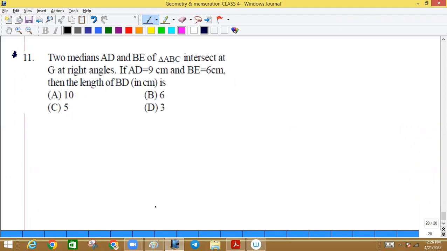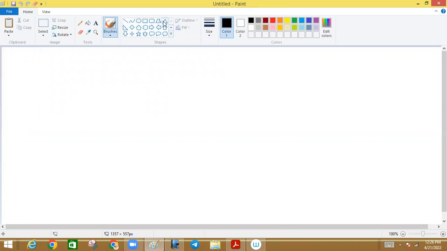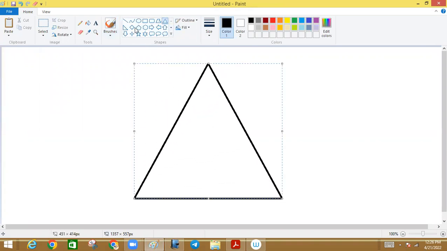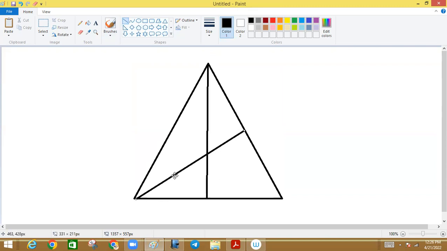Two medians AD and BE of the triangle ABC intersect at G at right angles. So medians intersect at right angles. If AD is equal to 9 centimeters and BE is equal to 6 centimeters, then find the length of BD. So the two medians are AD and BE. Let me draw two medians and the triangle. They intersect at right angles. Even if the figure doesn't show it, we have to take it as right angles. The angle between them is a right angle. I'm not showing it exactly like that, but if you want me to show, I'll try.